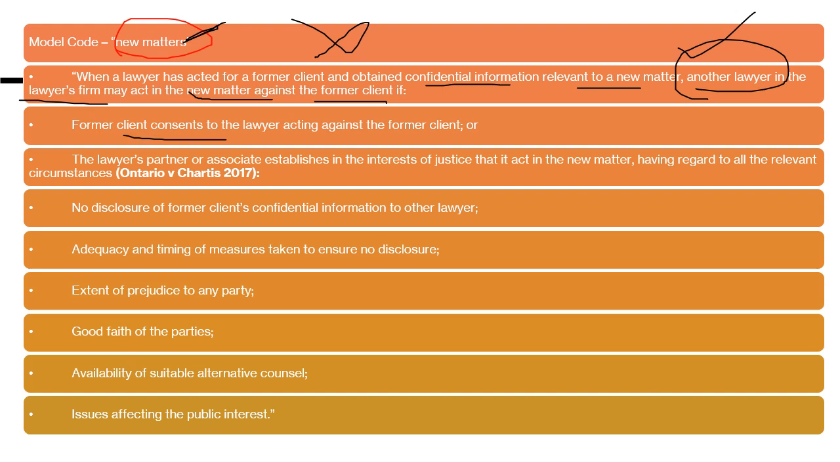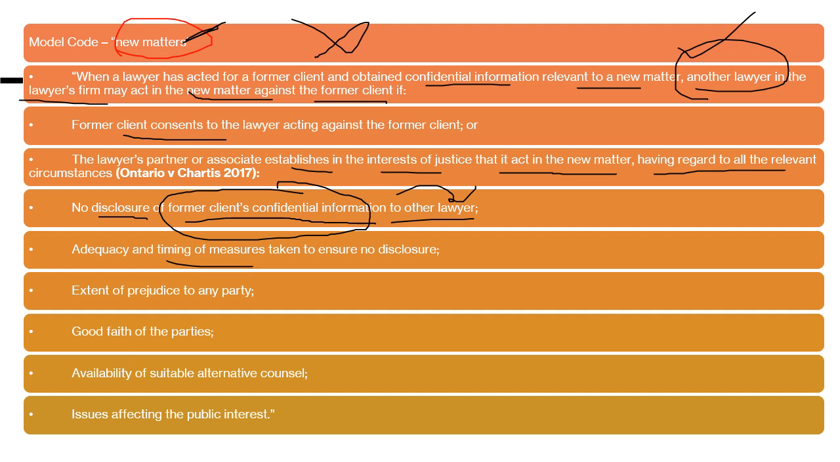Firstly, the former client consents. Secondly, the lawyer, partner, or associate establishes in the interest of justice that they may act in the new matter, having regard to all relevant circumstances. Also, that there would be no disclosure of the former client's confidential information to the other lawyer. The lawyer who had this particular person's information will make sure to the former client that he or she is not going to share that information with the other lawyer.